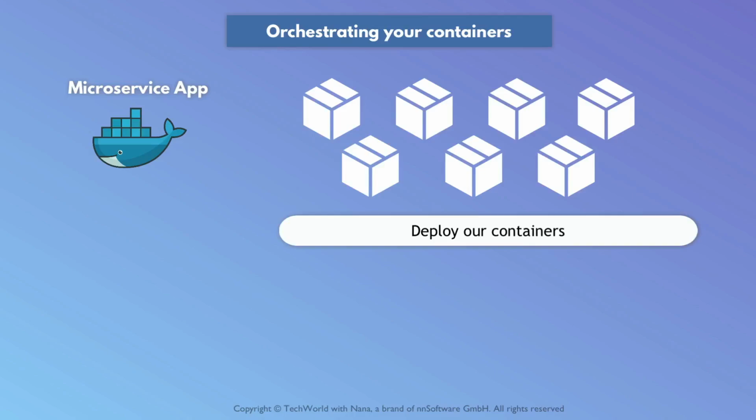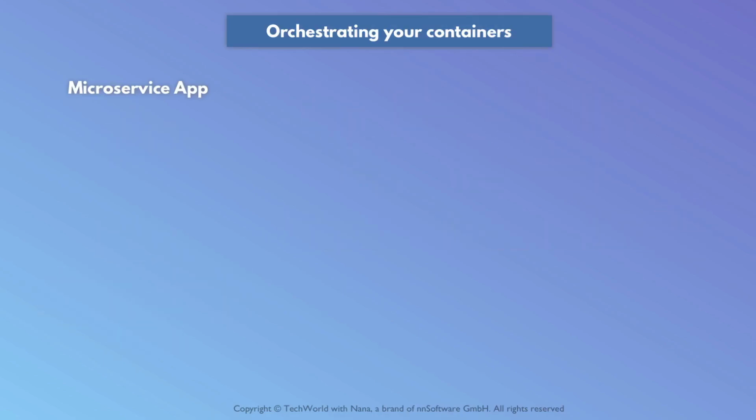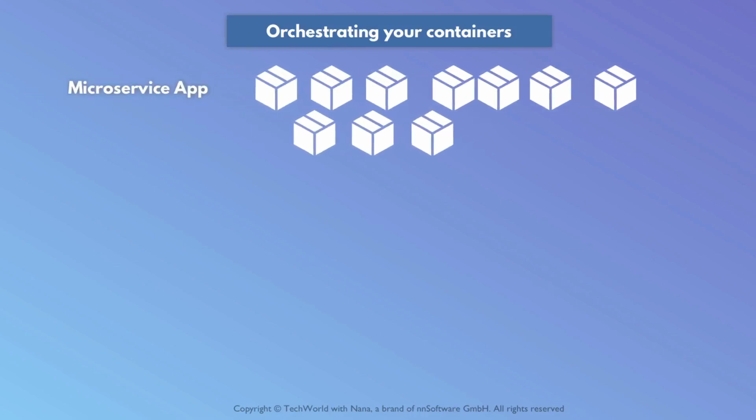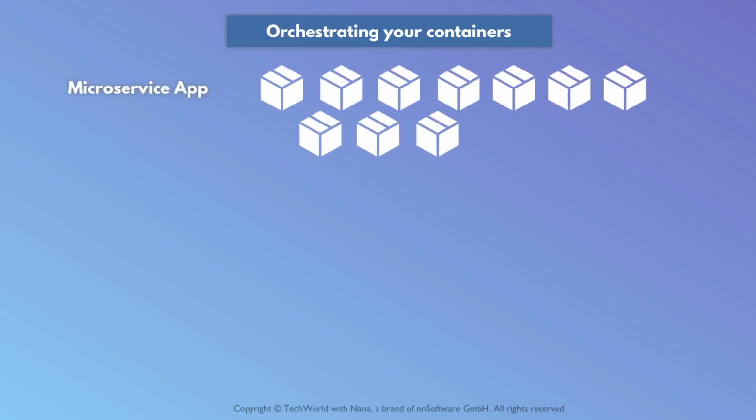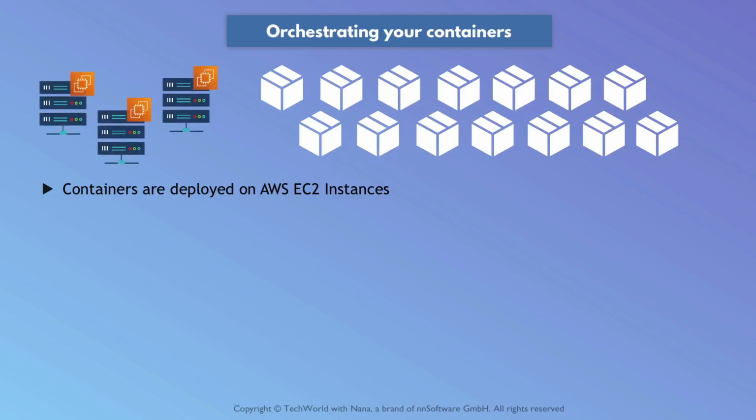In this case, we're talking about AWS virtual servers. So let's say we have created 10 containers for each of our 10 microservices, plus we have 5 other containers that our microservices use, which run different applications. And let's say we deploy all of those on our EC2 instances, which have Docker installed on them.